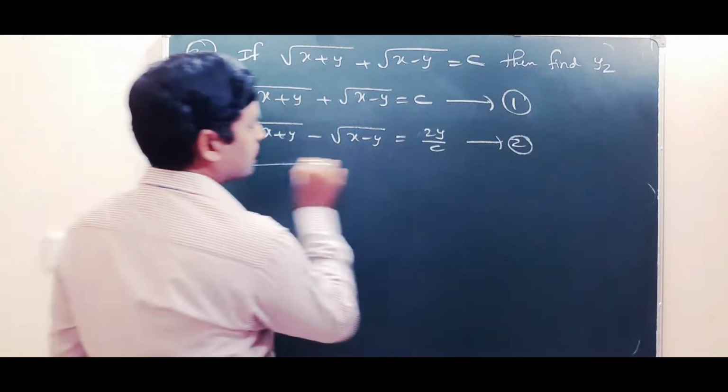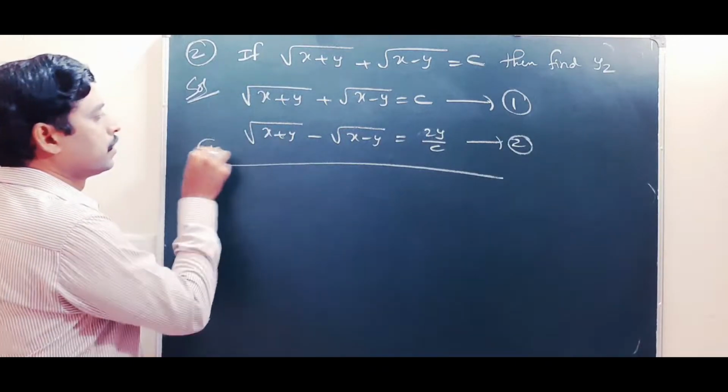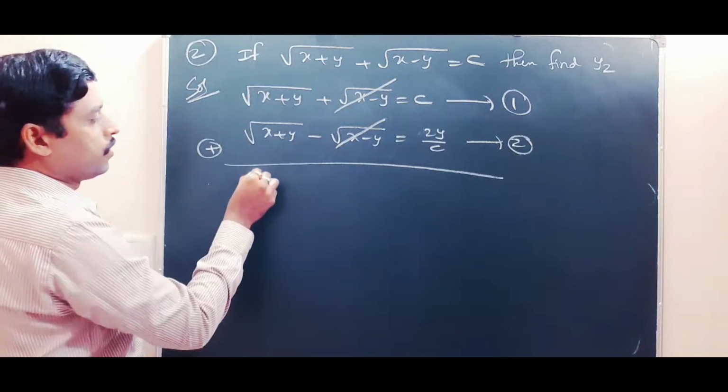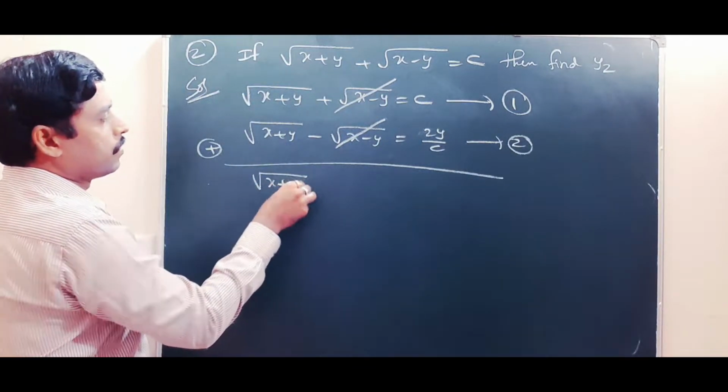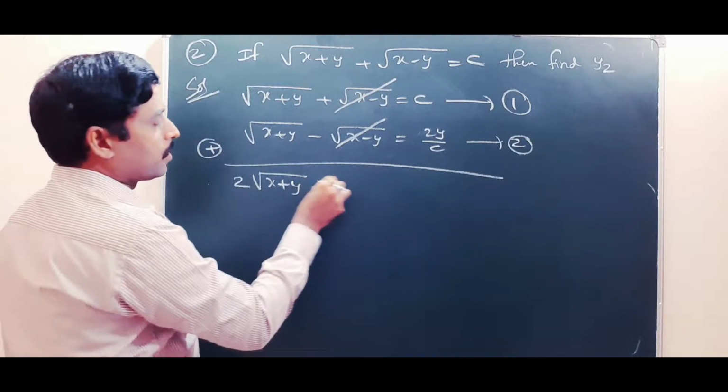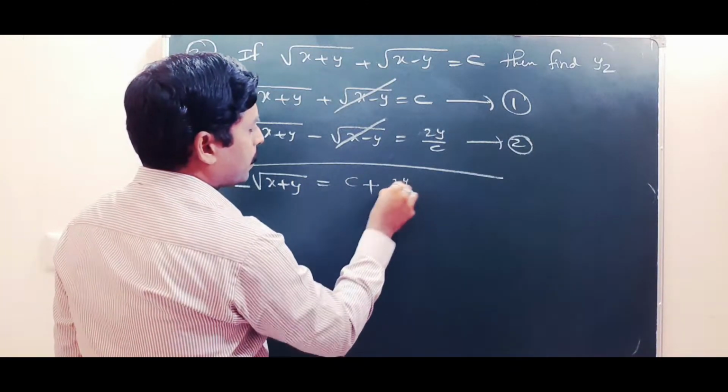So let us do adding. Root x plus y and root x minus y get cancelled. So it will be root x plus y plus root x plus y, 2 times root x plus y, equal to c plus 2y by c.